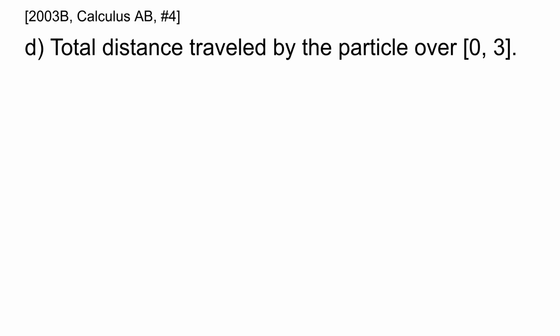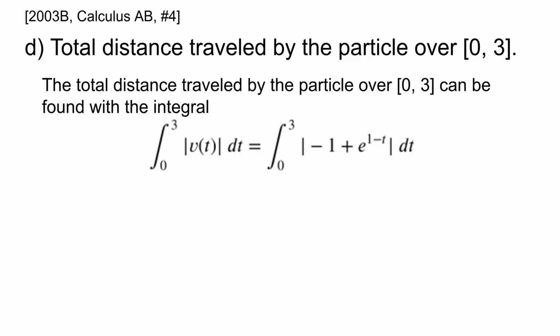In part D of this question, we are asked to find the total distance traveled by the particle over the interval from t equals 0 to t equals 3. The total distance traveled by the particle over the interval from 0 to 3 can be found with the integral from 0 to 3 of the absolute value of v of t dt, which would be the integral from 0 to 3 of the absolute value of negative 1 plus e to the 1 minus t dt.